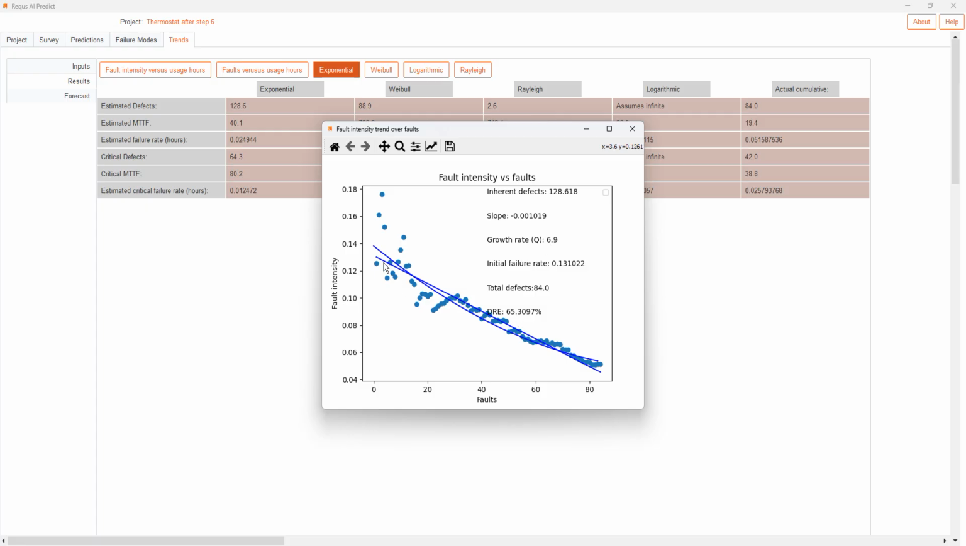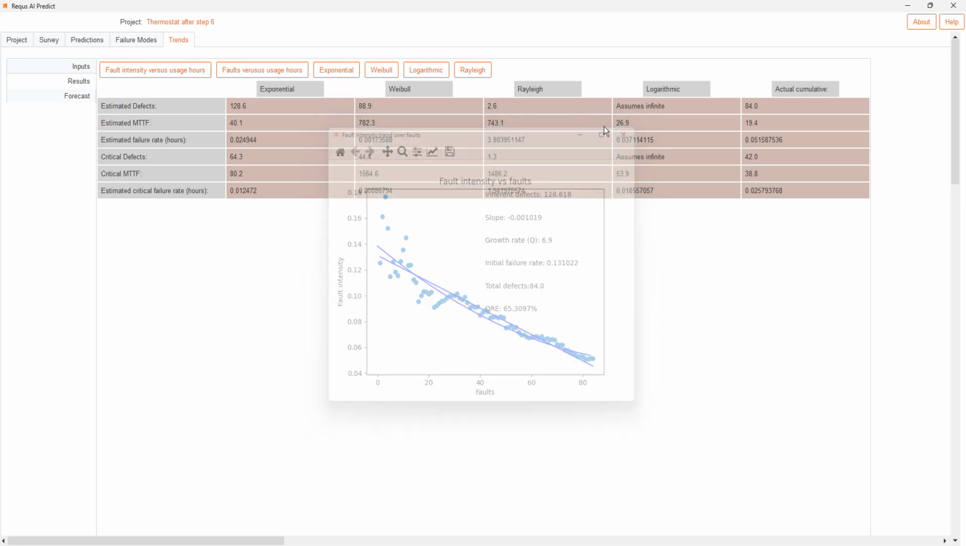The growth rate is related to the slope of that line. And you can see it's estimating a total of about 129 defects. Now, the fractional value there is the fact that it's an estimate. We keep it fractional to make it clear. That's an estimate. This is an actual. We found 84. It's estimating about 129. That would put us at about 65% of the way through the exponential model.